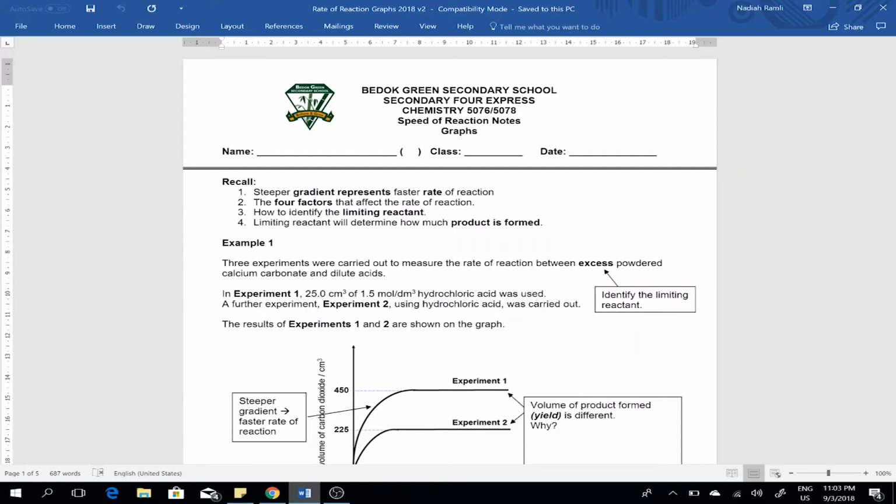We recall that a steeper gradient represents a faster rate of reaction. And the 4 factors that affect the rate of reaction were pressure, temperature, concentration, and particle size. Okay, we also learned in previous chapters how to identify the limiting reactant, and we also learned in part 1 to 3 that the limiting reactant will determine how much product is formed. So let's look at example 1.